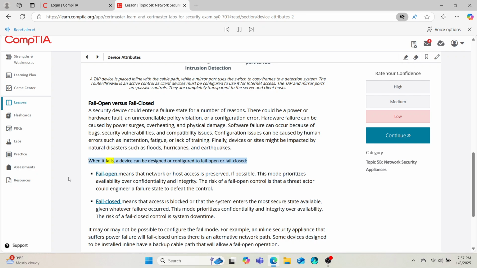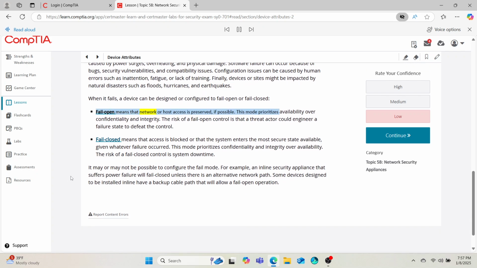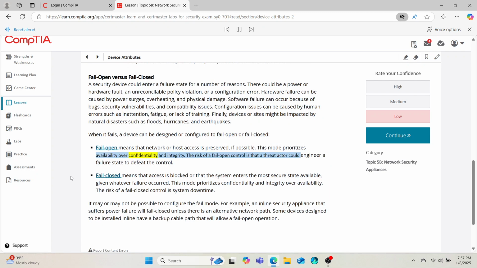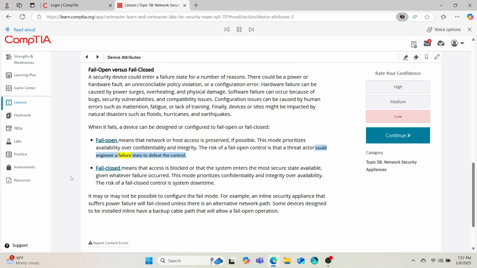When it fails, a device can be designed or configured to fail open or fail closed. Fail open means that network or host access is preserved if possible. This mode prioritizes availability over confidentiality and integrity. The risk of a fail-open control is that a threat actor could engineer a failure state to defeat the control.